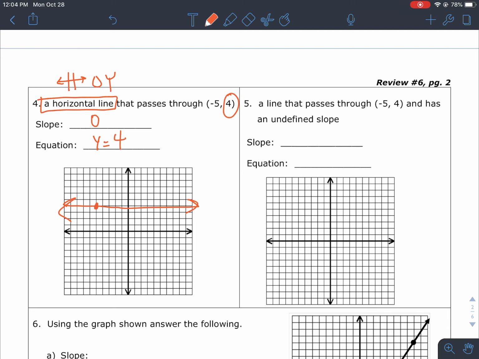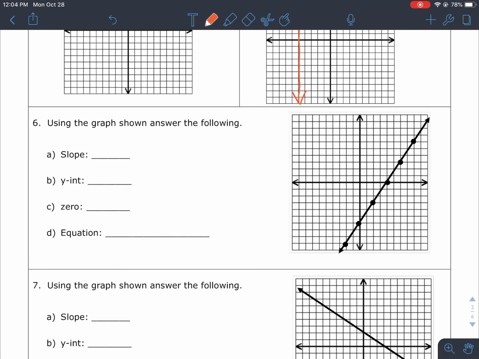Number 5, a line that passes through -5, 4 and has an undefined slope. Well, undefined slope tells me that I'm dealing with a VUX, so that means I'm going to have a vertical line. And my equation is going to be x equal whatever my x value is, so -5. So I'm going to go ahead and plot that point, -5, 4, but this time I'm putting a vertical line through. Think about Slope Dude when he fell off the cliff and he said the worst cuss word in Algebra 1, undefined.